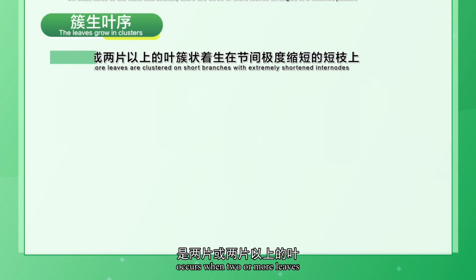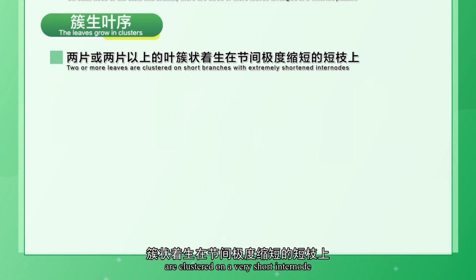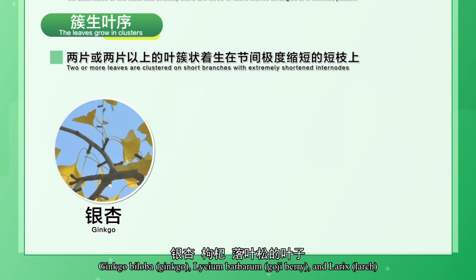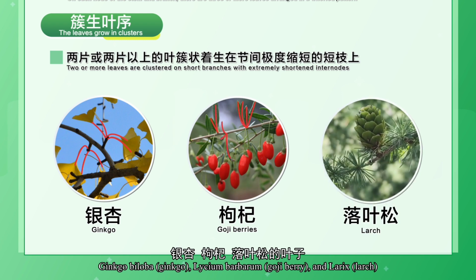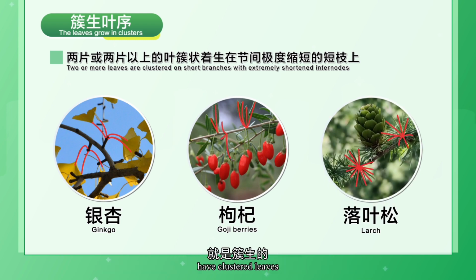Clustered phyllotaxy occurs when two or more leaves are clustered on a very short internode. Ginkgo biloba, ginkgo, Lycium barbarum, goji berry, and larix, larch, have clustered leaves.